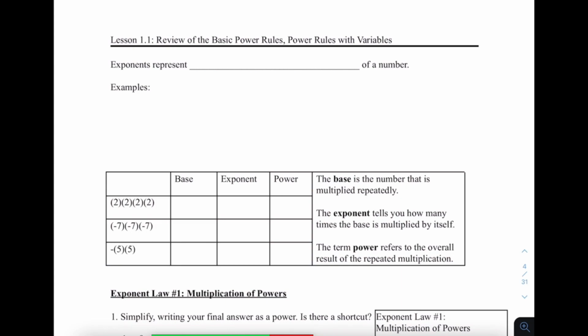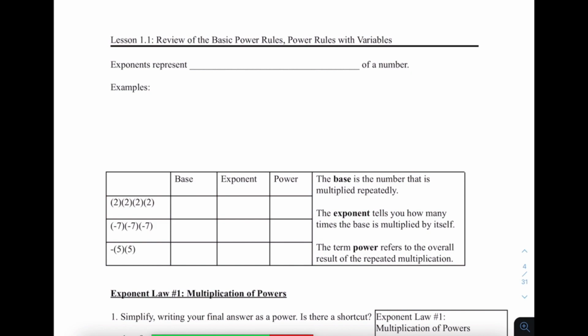Hi everyone, we are going to get started on a very important lesson on the basic power rules that we're going to use in this unit. Today we're going to learn the basics of what a base, exponent, and a power are, and the first few rules we're going to use in this unit.